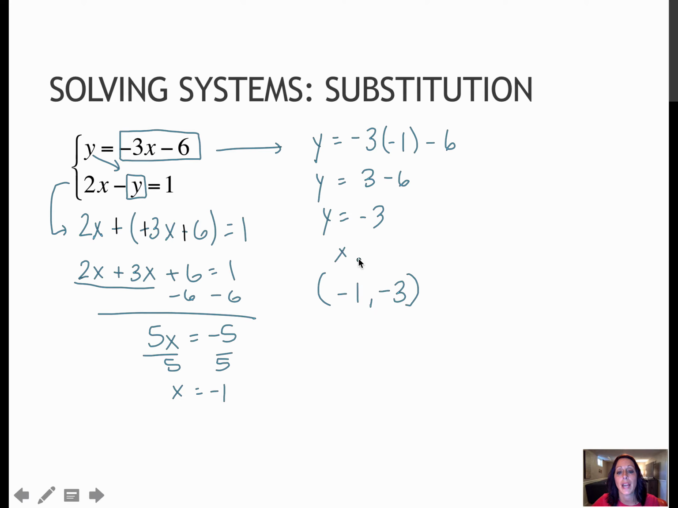Remember, we always write it x, comma, y. If you'll remember, when we graphed this, the solution was where it actually crossed at -1, -3, so I know I did it right.